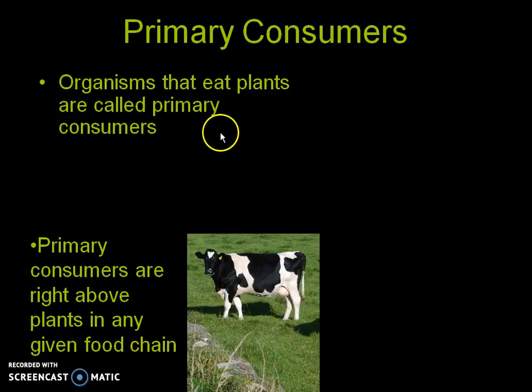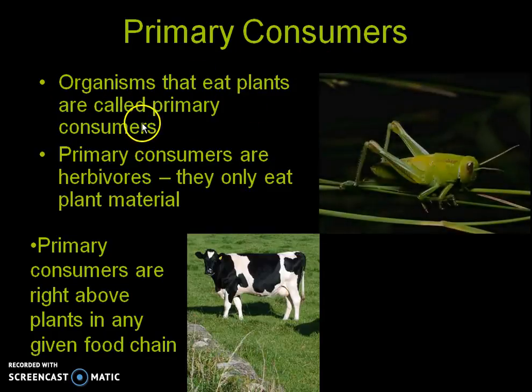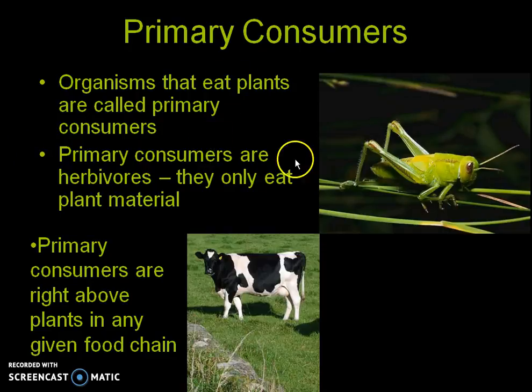The plants are the autotrophs because they can prepare their own food. These plants are consumed by the animals. The animals that consume the plants are called primary consumers. That is, the organisms that eat the plants are called primary consumers. The primary consumers are herbivores, they only eat plant material. So the primary consumers are right above the plants in any food chain.